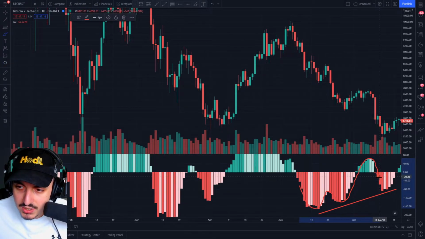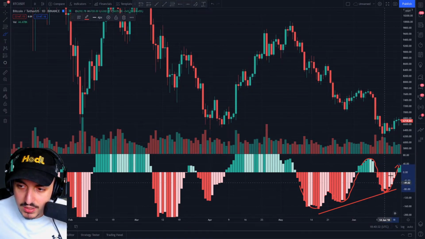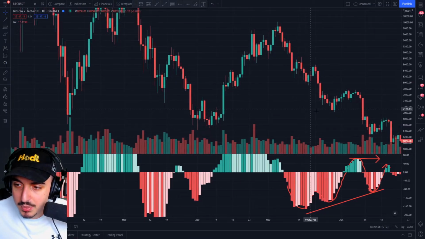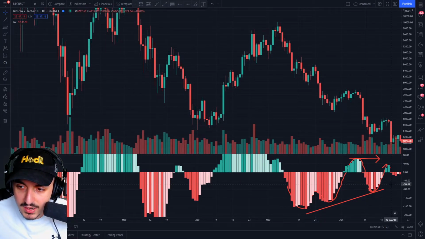Now is there a buy signal? Because there weren't any sell signals here. Is there a buy signal now? Can we make this thing go higher than this level? Let's take a look at that. Did that happen? No, we failed again and we went down.